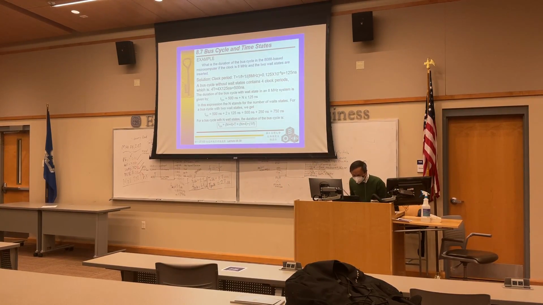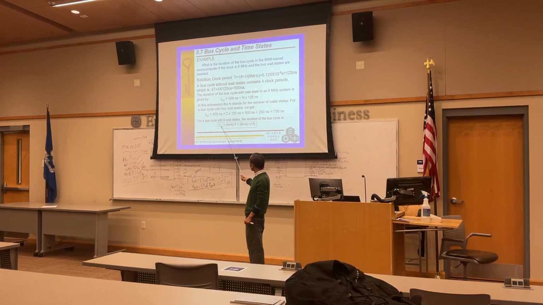Now, the actual bus cycle, how long is it? The actual bus cycle is N plus 4 clock cycles. N is the number of wait states, the extra states you request. If you don't request any, it's just 4. Otherwise, N plus 4. Is this okay?